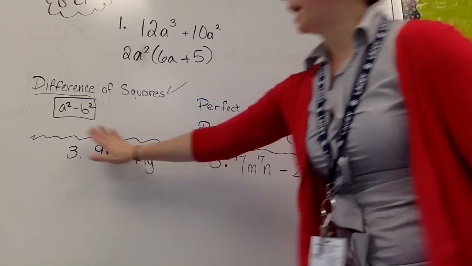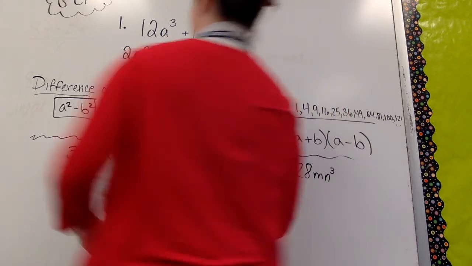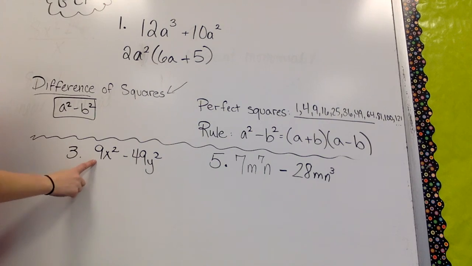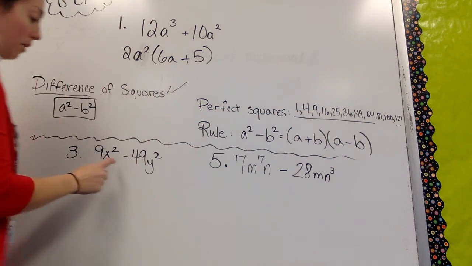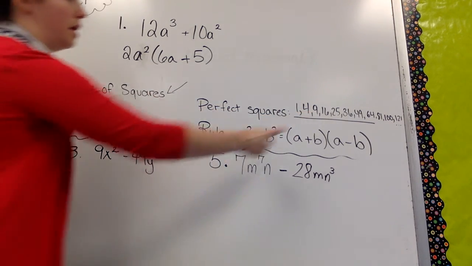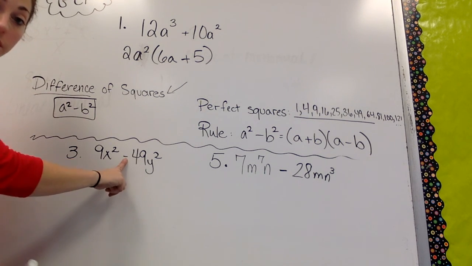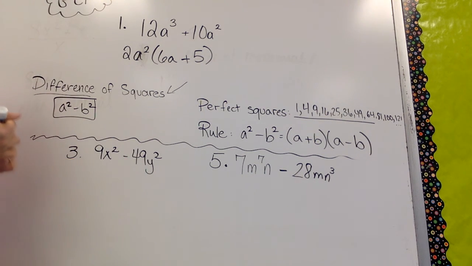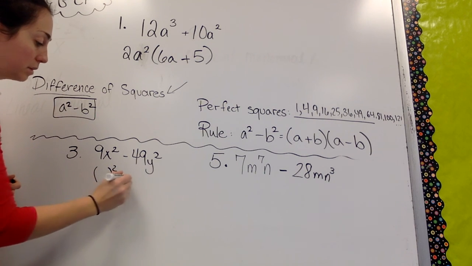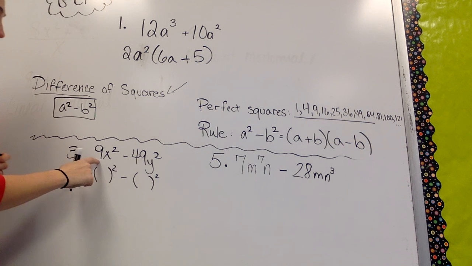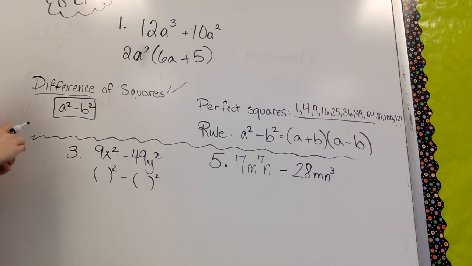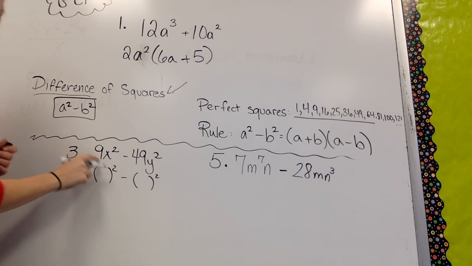So let's just check out number 3, an easy example to start with. You're looking at 9. Yeah, that's a perfect square. x squared is a perfect square. 49 is a perfect square, and y squared is a perfect square. So I have the difference of 2 squares. So what I'm doing is I want to turn this into something squared minus something squared. So how do I get 9x squared? What do I multiply by itself? What do I square to get 9?